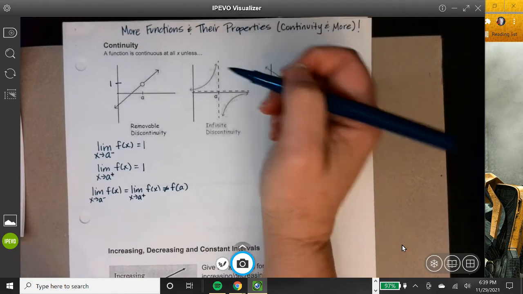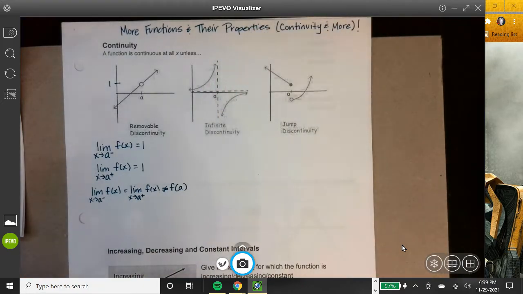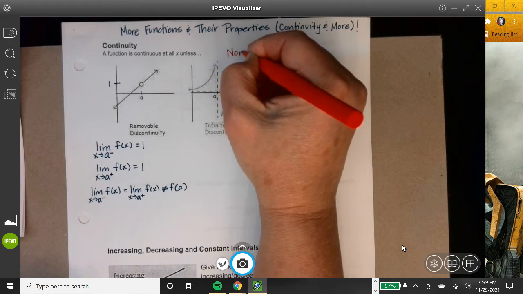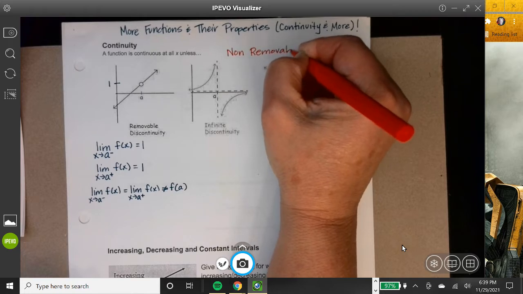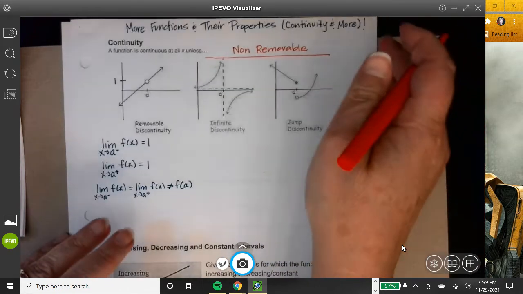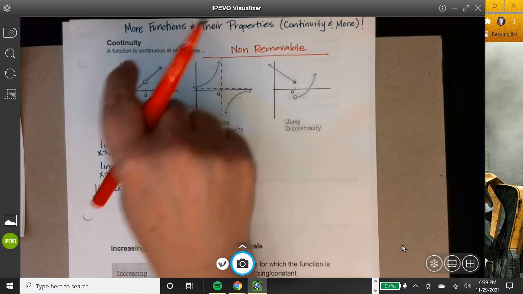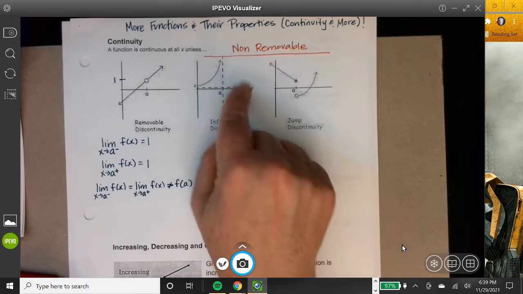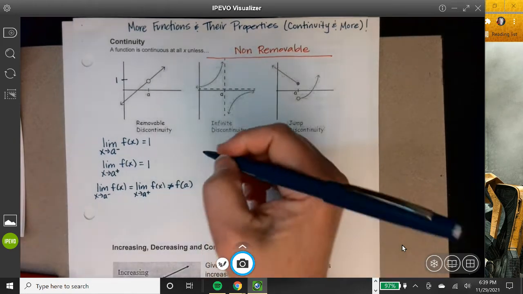Now these two discontinuities are called non-removable discontinuities, these two. It's just because they're different, and that you took out multiple points versus just removing this one point. So let's see how the limits work around x equals a for this infinite discontinuity.